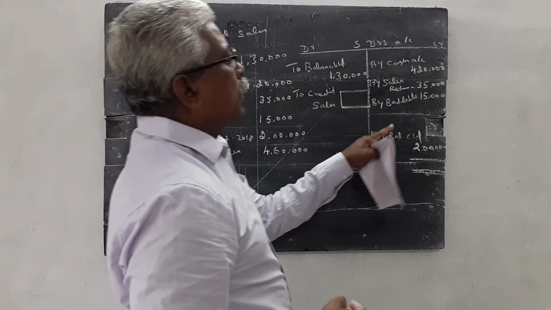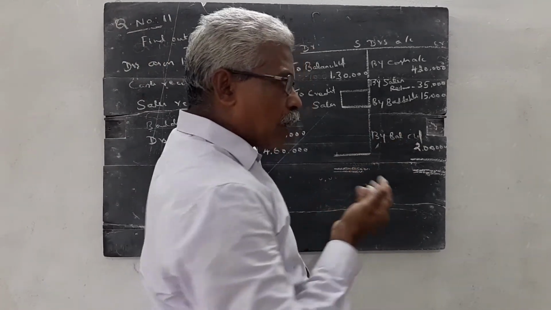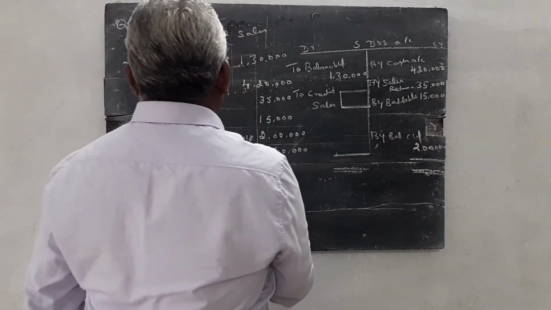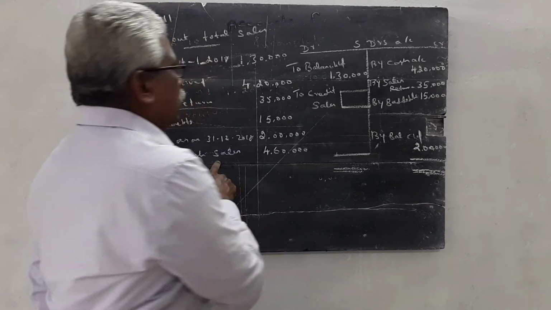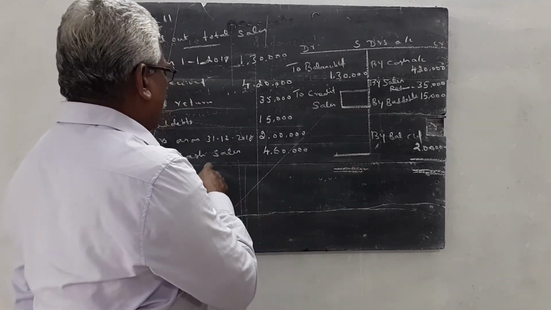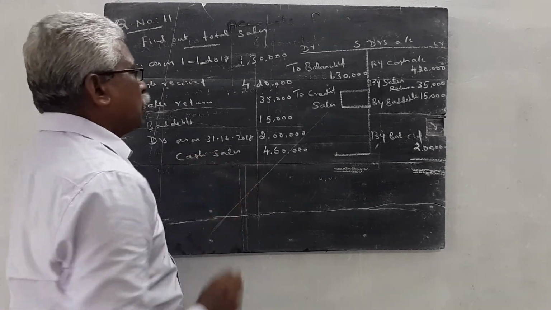If any bills receivable is given, it is also entered here. Bills receivable dishonor is also entered here. So by bad debts 15,000. Then cash sales is not taken anywhere in this account. Only for the purpose of calculating total sales, this cash sales information is necessary.